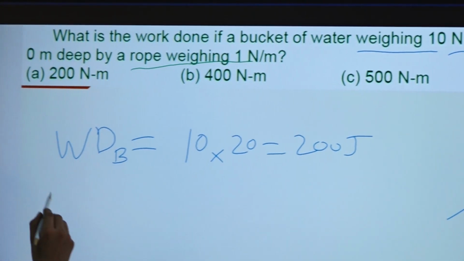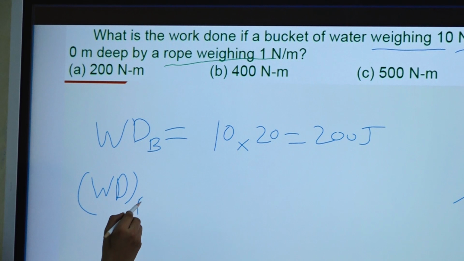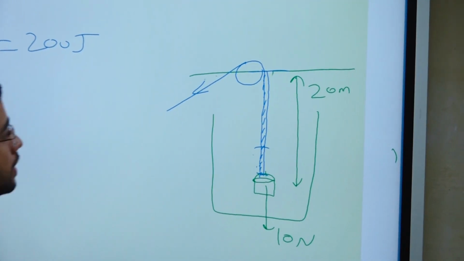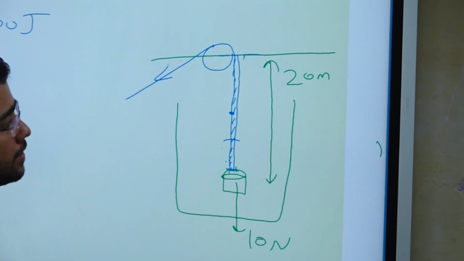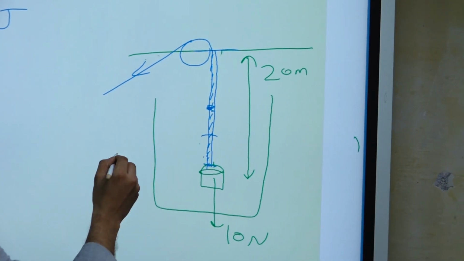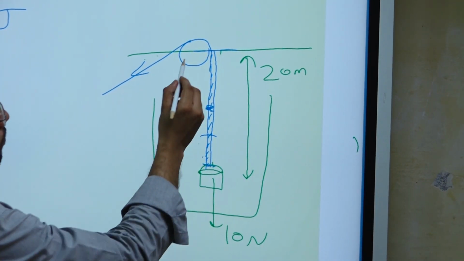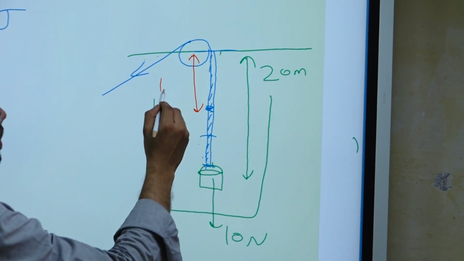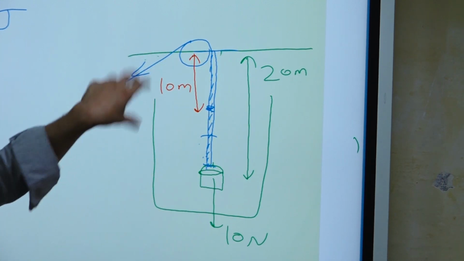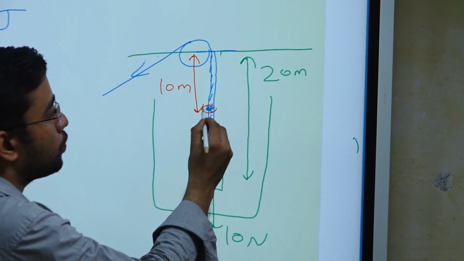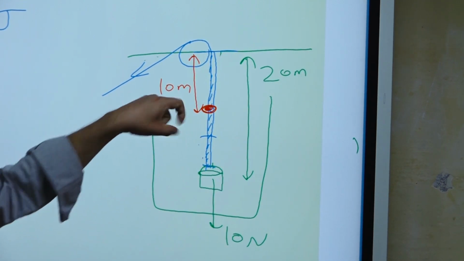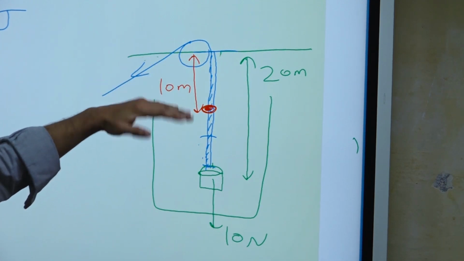Now the work done on the rope. We will consider that the whole rope is concentrated at its center of gravity, at the middle point. From here to here it is 10 meter. So don't assume there is any rope; just assume the whole mass of the rope is concentrated over this point. Now we are going to pull this point up by 10 meter.